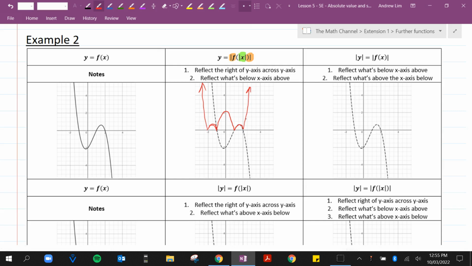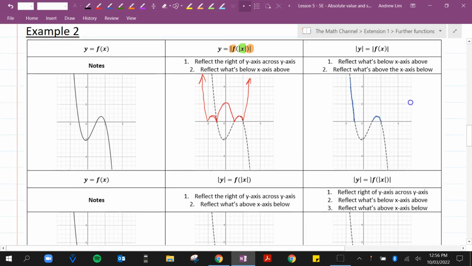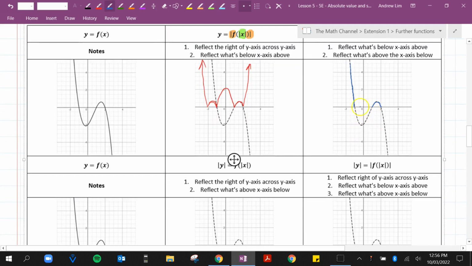Alright, second one. Everything is going to come to above the x-axis first, and then we're going to just reflect everything that's above below. So all of this is going to stay where it is, as will this. This bit here will come up. This bit down here will come up. And then we're just going to reflect below.